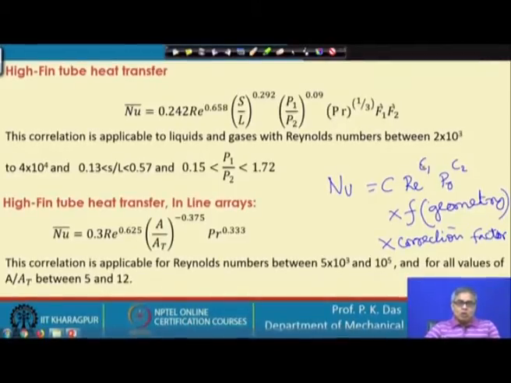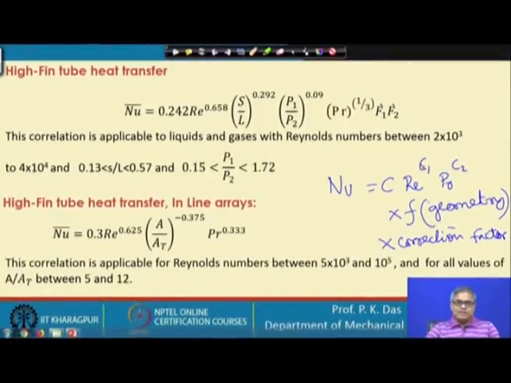So, if you remember, in our earlier lecture we calculated the area of the bare tube. That is important, because in certain cases that will be needed for calculating the heat transfer coefficient. So, this is one example we have got. Basically, then, what have we discussed? We have discussed how the Nusselt number is to be calculated for low fin tube heat transfer surface and high fin tube heat transfer surface.